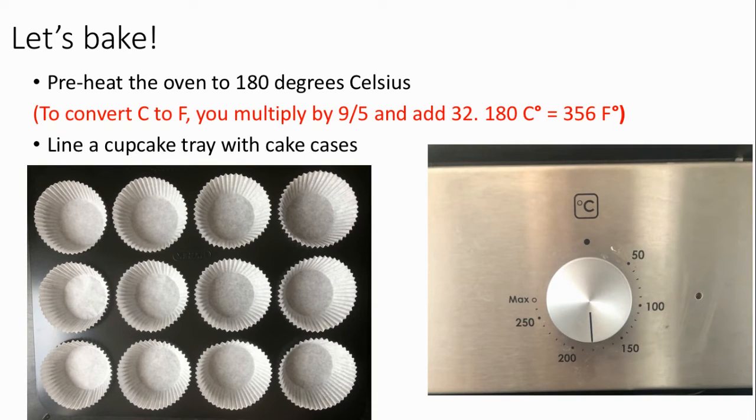Okay, so once you've sorted out your measurements, you need to preheat the oven to 180 degrees Celsius. Last time we looked at converting, so if you need it in Fahrenheit, that's your degrees there. And then you need to line a cupcake tray with cake cases. If you don't have any cases, not a problem, just get a little bit of margarine, put it in the bottom of the tin so that your cakes don't stick to it.